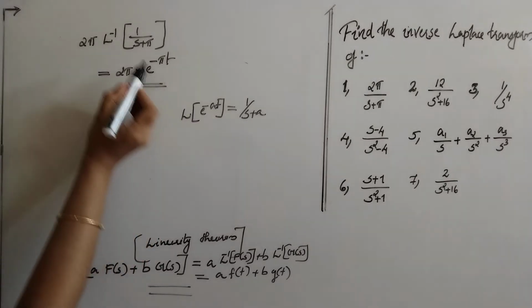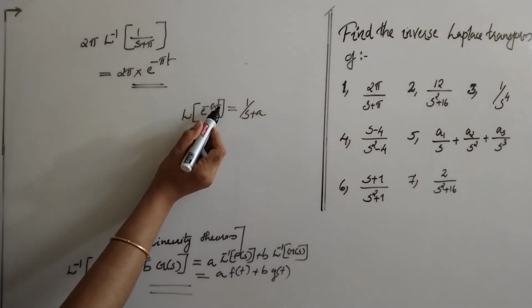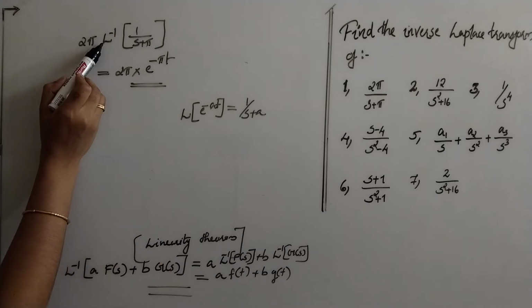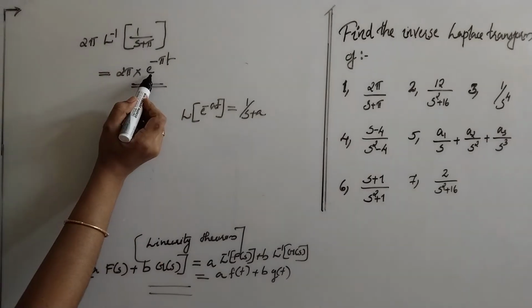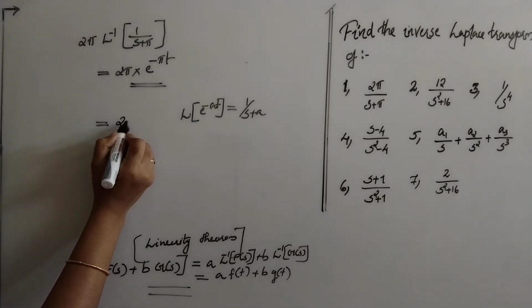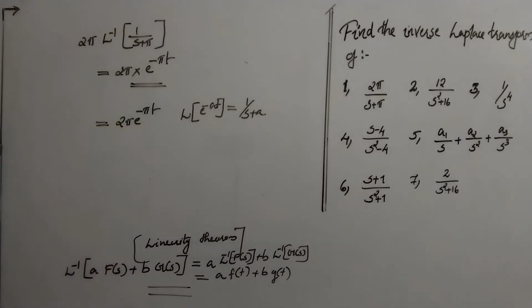Here in the place of a we have pi. So Laplace transform of e raised to minus pi t is 1 by s plus pi. So L inverse of 1 by s plus pi is e raised to minus pi t. So the answer is 2 pi into e raised to minus pi into t.